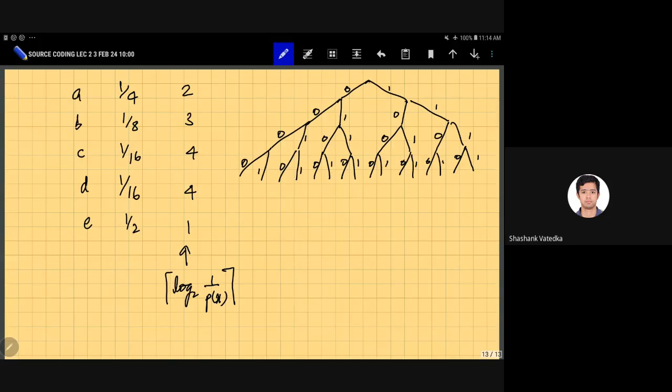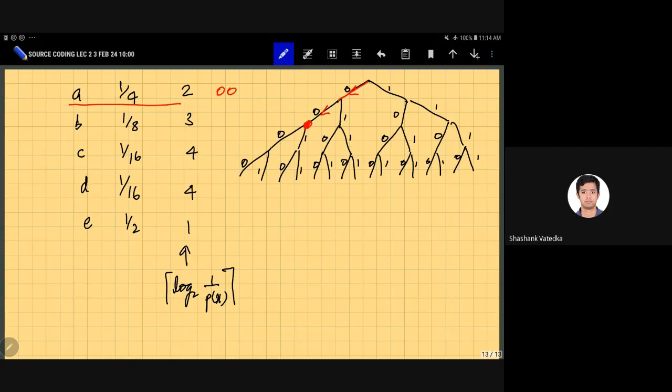So let's first look at the code word for A. So A has length 2. So I keep going to the left. I go here and then go here and stop at depth 2. So this can be my code word for A. So A has code word 00.